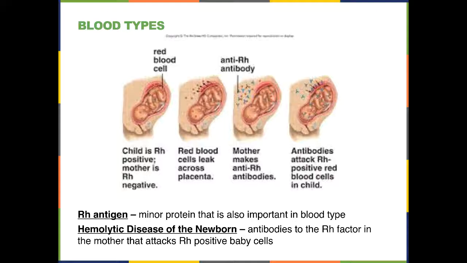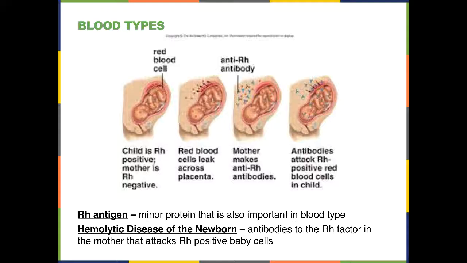Now the Rh factor is considered a minor protein, but it is still important in blood typing. And so a person either has the Rh antigen or they don't. If they have the Rh antigen, then they're called positive. If they do not have the Rh antigen, they're called negative. So you have O positive, O negative, AB positive, AB negative, and so forth.